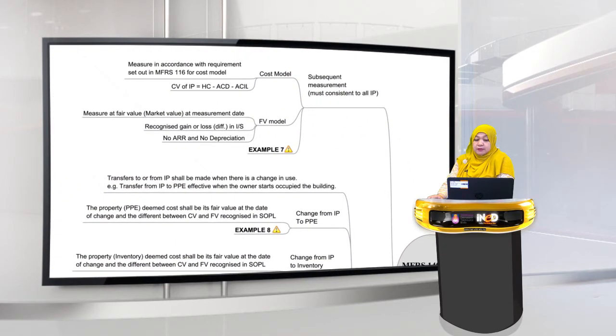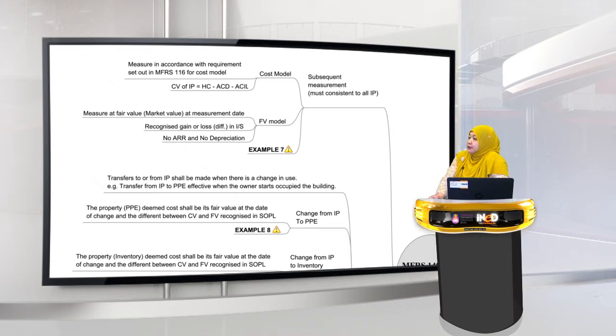Now we go to the next part of this MFRS, that is subsequent measurement of investment property. Since the initial investment is recorded at cost, once we have reached the second year of owning that investment property, we have to decide whether we need to rely on the cost model or the fair value model. Now, what is the difference between the cost model and the fair value model?